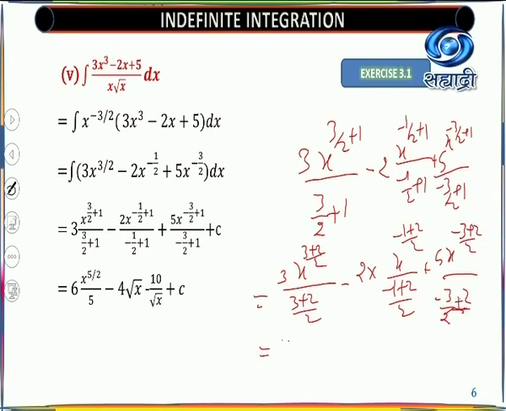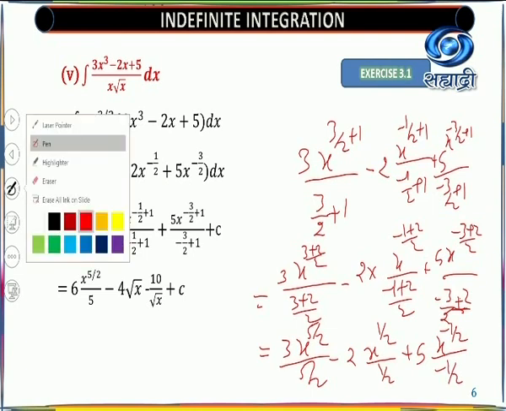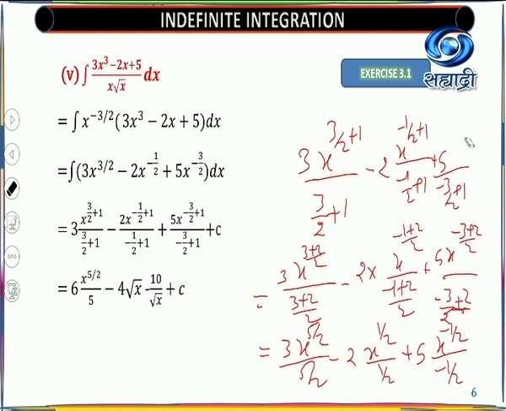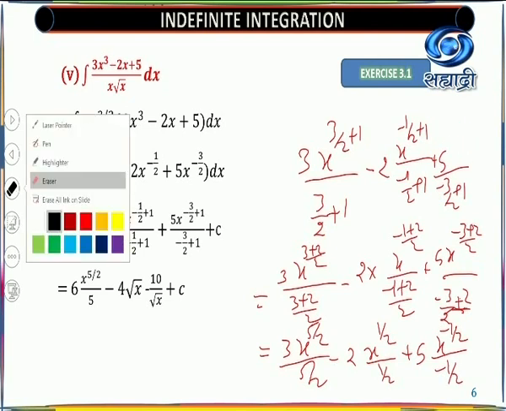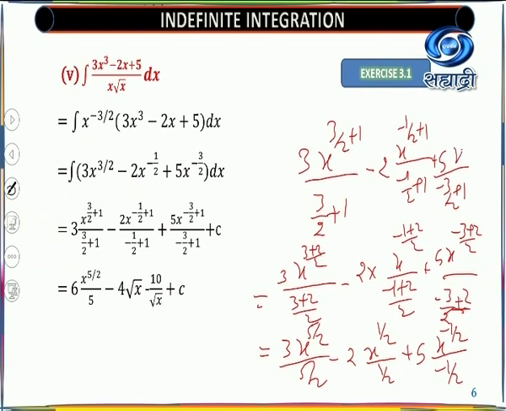So what you will get, this gives you 3 into x raised to 5 upon 2 divided by 5 upon 2, minus 2 into, here you will get x raised to half upon half. Okay, then plus 5 into x raised to, here you will get minus half upon minus half. So these values you will get here. So from these values only I will write this properly because it looks like a power for the 5. So I will write here your expansion properly, that is 5 into x raised to minus 3 by 2 plus 1. Okay, so look at here.